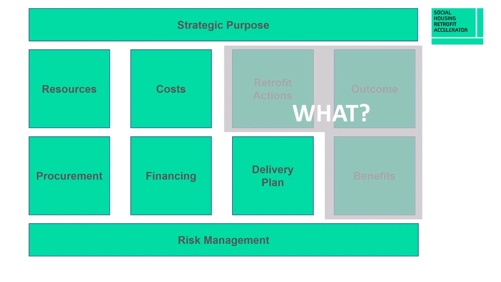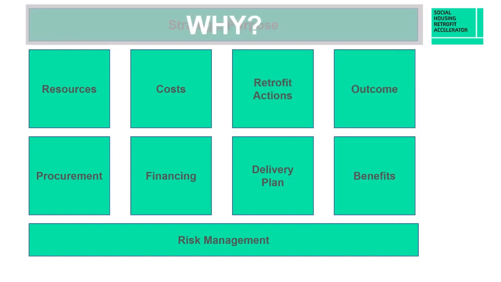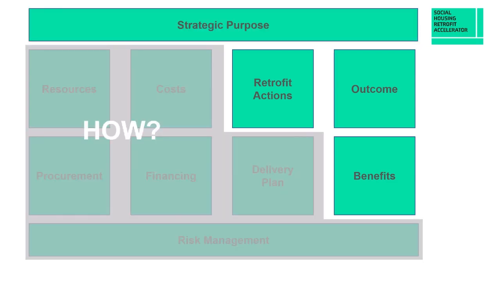So the outcome, benefits, and retrofit actions cover what is in the project, what the project will deliver. The strategic purpose covers the why. How does this project meet the needs of the organization? Where does it fit with the overall strategy? And why should the leadership team pick this project rather than another one? The other sections, the delivery plan, the costs, financing, resource requirements, procurement strategy, and risk management, cover how you plan to deliver the project objectives.